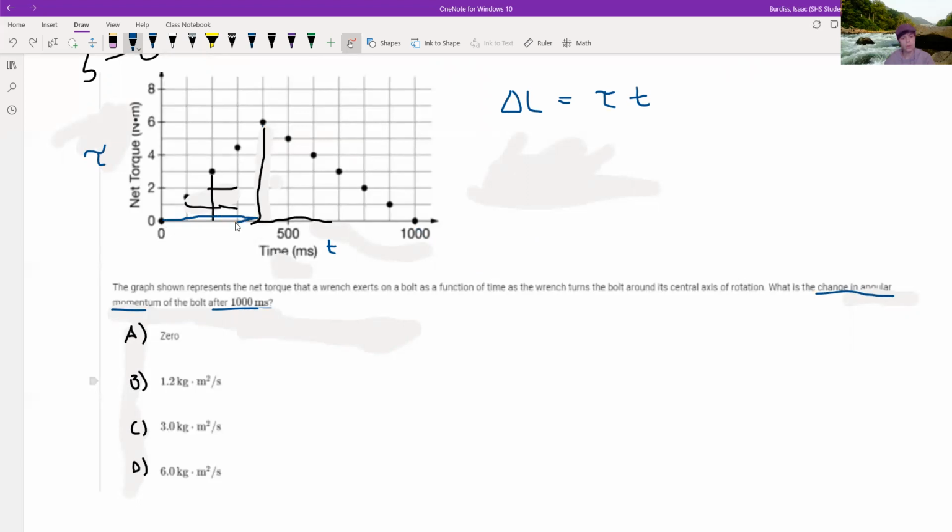So let's split this up into a triangle here and a triangle here. But if you notice, there's something stupid about this question. What is it? Milliseconds. Oh, thank you, College Board. Thank you.